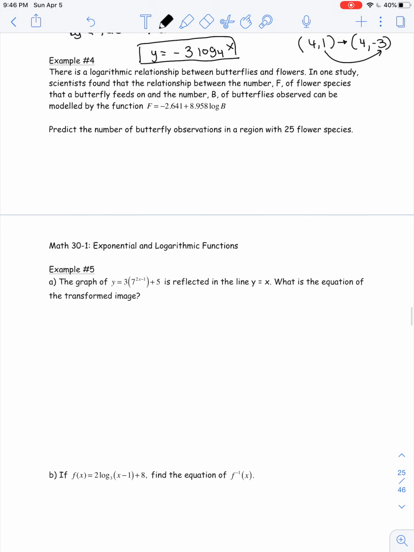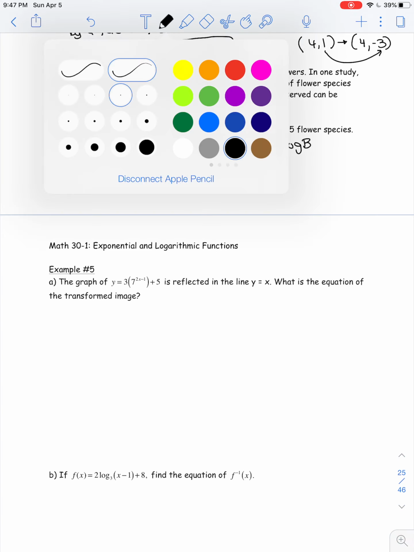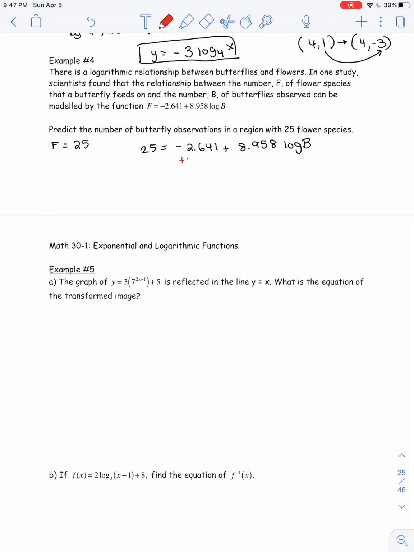So what we're doing is we're replacing our f, our flower species, with 25. So we're going to have 25 equals negative 2.641 plus 8.958 log of b. So we can do this algebraically. We can start by adding 2.641 to both sides.